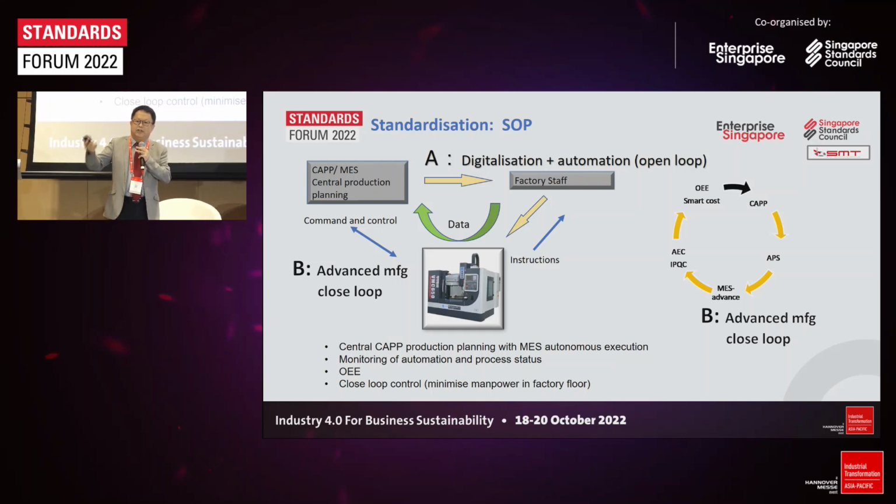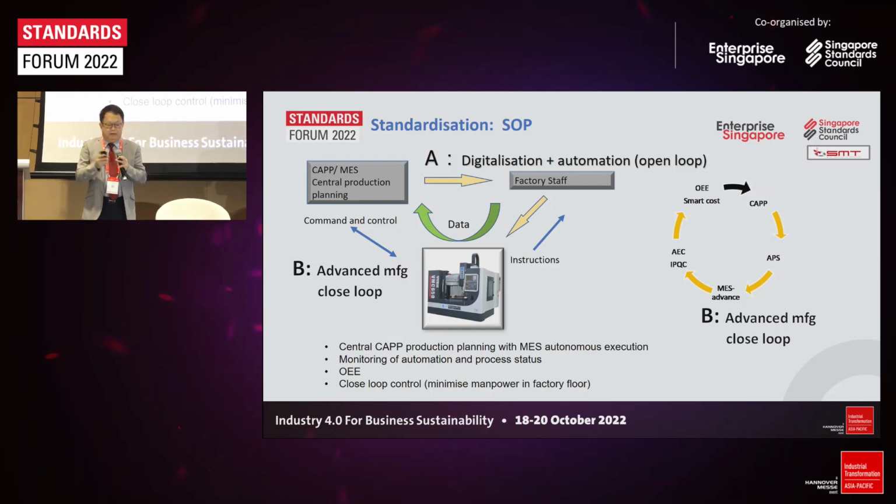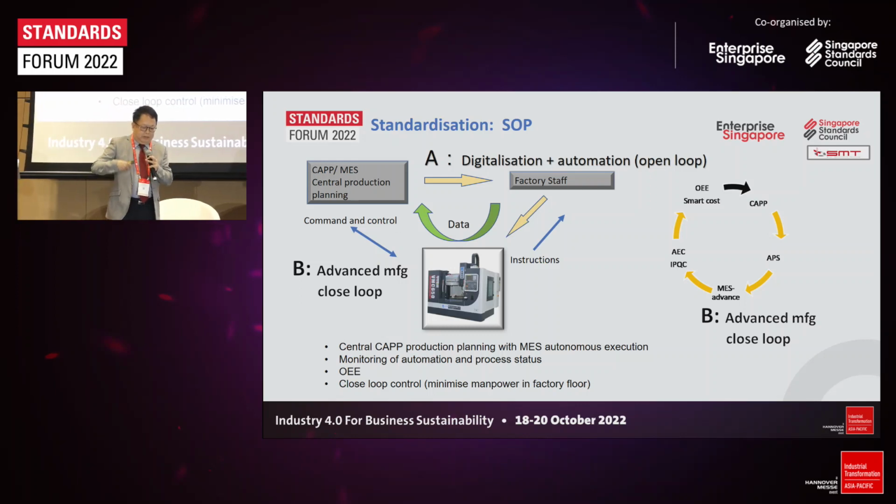So advanced manufacturing is a closed loop, and digitalization with automation is an open loop. This is the difference between these two systems for high mix, low volume manufacturing. In advanced manufacturing now, there is a lot of technology we have already developed, so that after you do the planning, even the planning to the production floor is automatic. You don't have to get somebody to do the production planning.